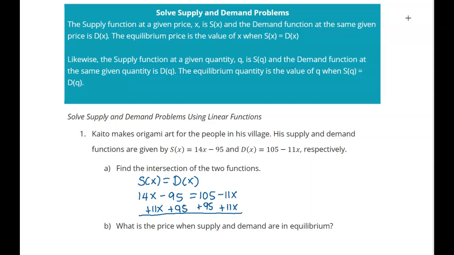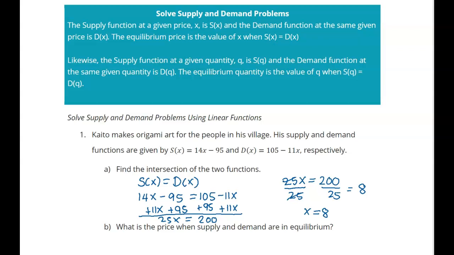14x plus 11x, which is equal to 25x, and then 105 plus 95 is equal to 200. So we will then solve the equation 25x equals 200. We can do that by dividing both sides of this equality by 25 to cancel 25. So we cancel 25. Now 200 divided by 25 is equal to 8. Therefore, x is equal to 8.